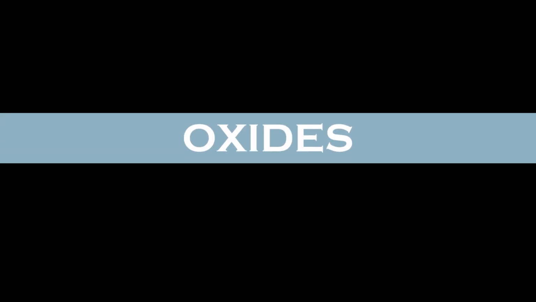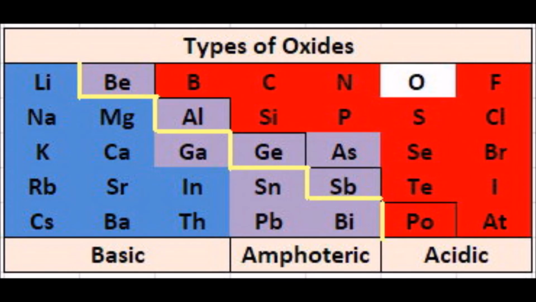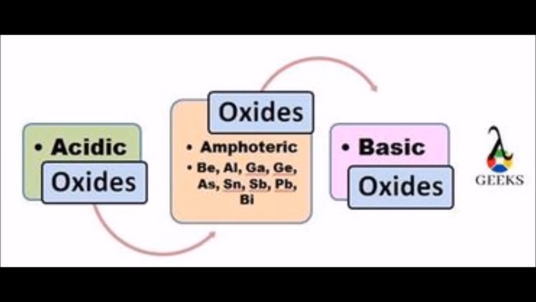The next physical property is oxides. Most of the metallic oxides are basic in nature, whereas non-metallic oxides are acidic in nature. But there are certain exceptions where metallic oxides are called amphoteric because they show both basic as well as acidic properties. A few examples of amphoteric oxides are aluminium oxide and zinc oxide.